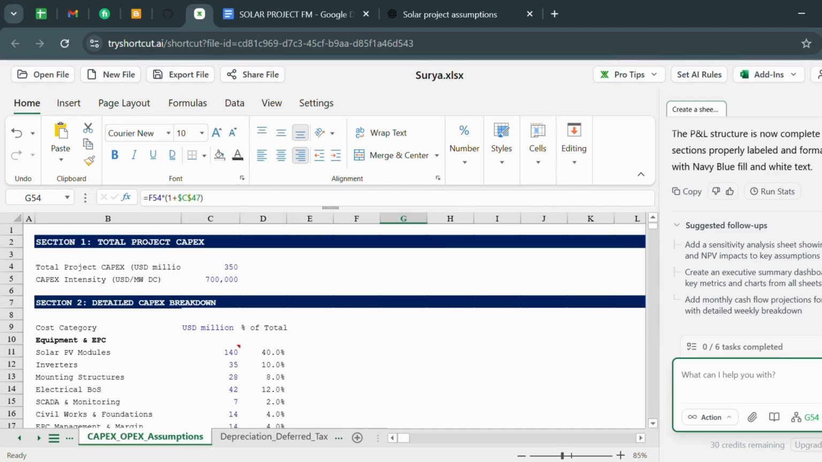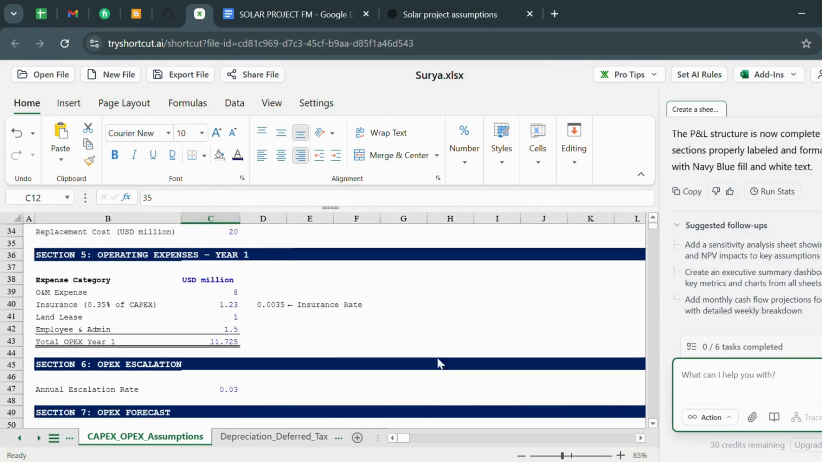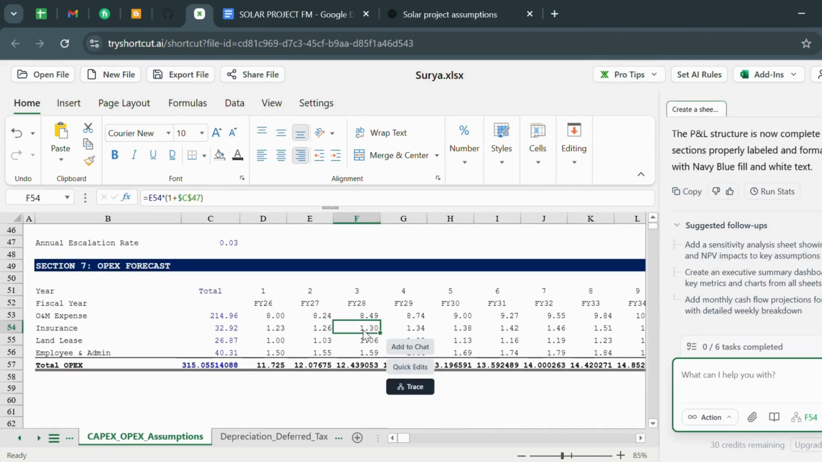So we're going to be using Shortcut AI to make this whole financial model. It is a 10-sheet financial model which can be used by any renewable energy company to see if their project is feasible or not. Where we see the numbers in blue, those are the inputs that I have given to this AI, and all the other numbers in black are driven by the instructions given to this particular AI. So why Shortcut AI?